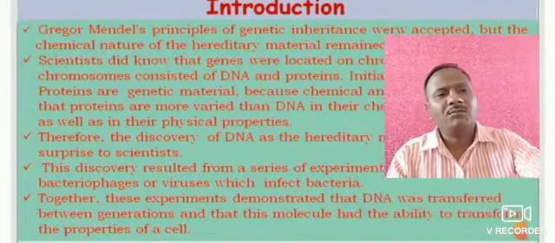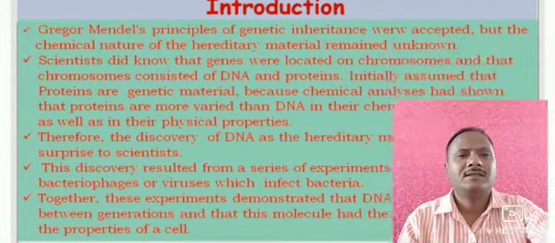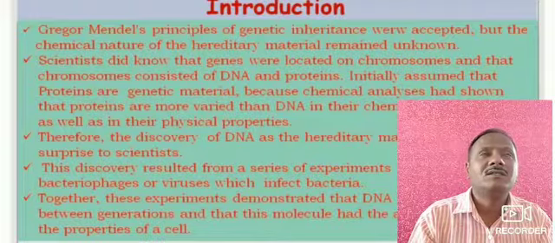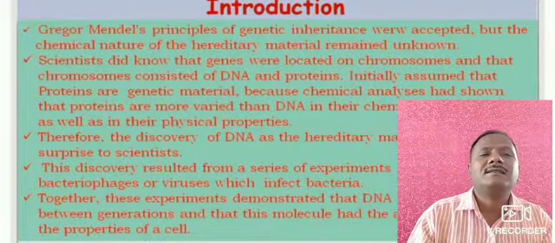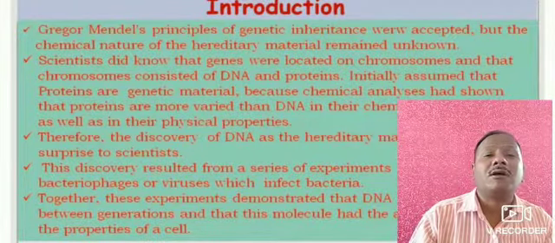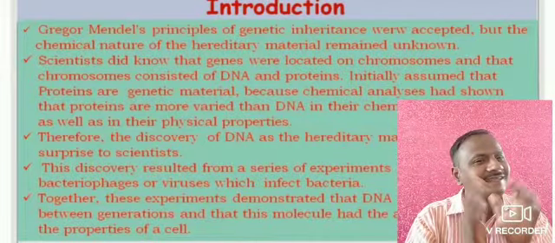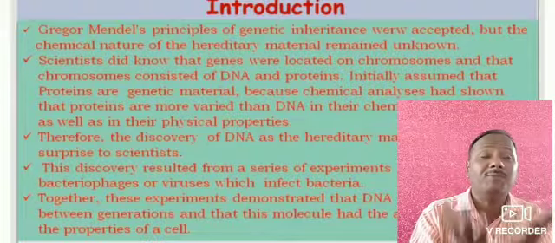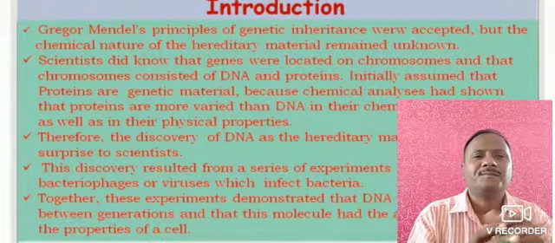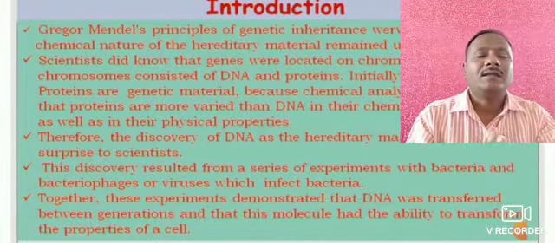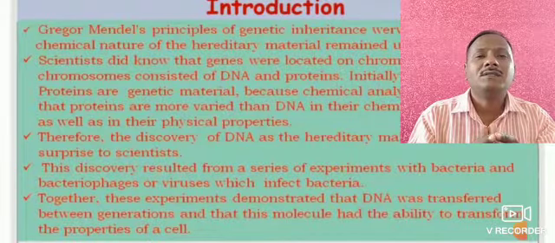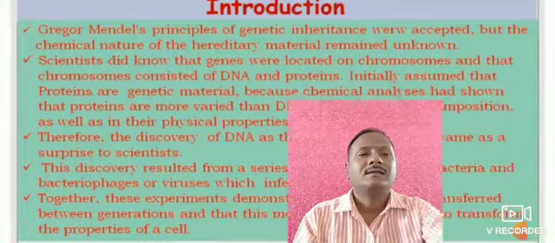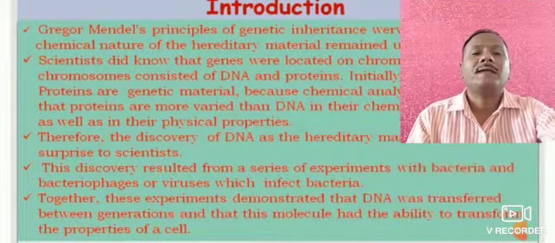During that time, a number of scientists said that proteins are the genetic material, because chemical analysis had shown that proteins are more varied than DNA. That's why they thought that proteins may be the genetic material. And that's why the later discovery of DNA as a hereditary material came as a surprise to scientists.